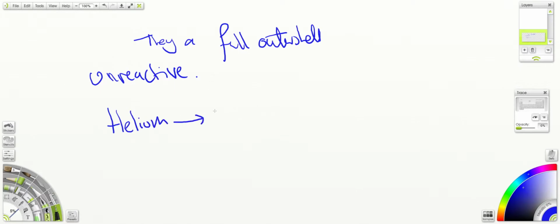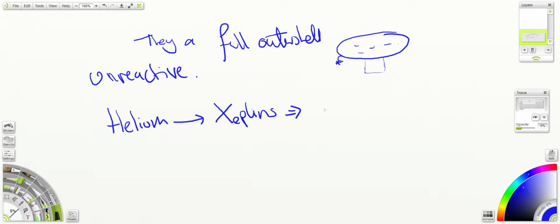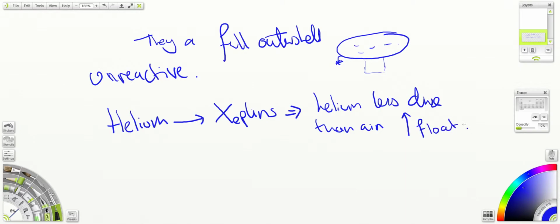Excuse me. Helium is used for zeppelins. Okay, zeppelins are those kind of ships that fly in the sky. You know what I'm talking about, guys. Here's my zeppelin, and there's kind of like a basket thing here, and it's a big kind of air balloon. Now zeppelins use helium because helium is less dense than air, and so because it's less dense than air, that means it's going to rise and float and go upwards. Now the other reason is because it's unreactive, so it's not going to cause any reactions, explosions, etc.